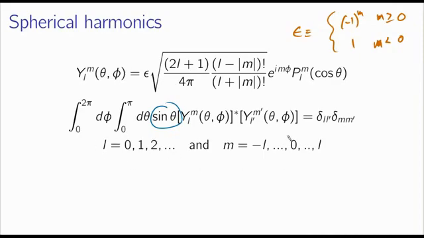Finally, the L and the M, just to recap, L can be any integer, 0, 1, 2, etc. Can't be negative. M can be negative, and it can only vary from minus L up to L. So these spherical harmonics have a lot of nice properties, and they appear over and over again. Let's take a look at what they actually look like.